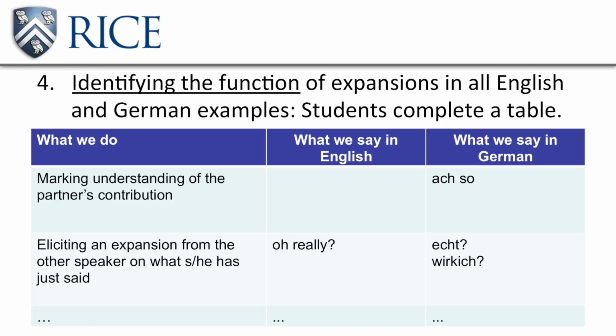And what works really well is a table. Give students a table, and here I put, okay, what we do, right? So we mark understanding of partner's contribution, for example. What do we say in English to do that? And what do we do in German to do that? And in German, we would probably use "ach so." Yeah. Now the question is, what would you use in English, right?